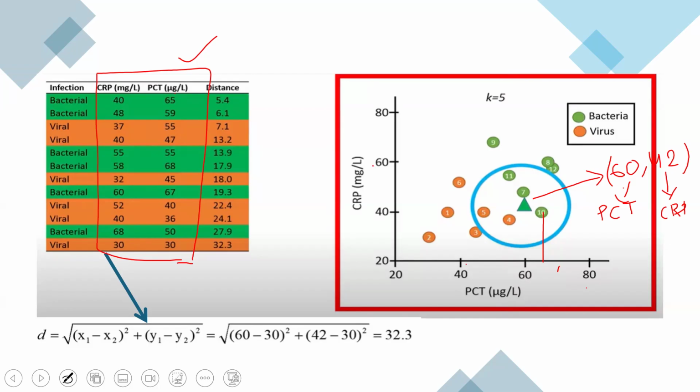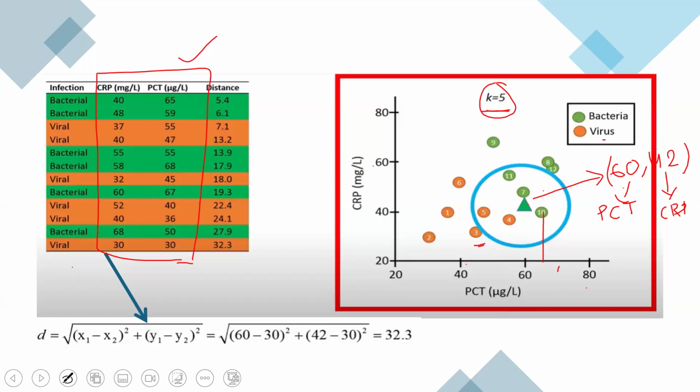Based on the data set, the green points are bacterial points, and these orange points are viral points. Now our goal is, given k equal to 5 and a point, to classify it. This is a parameter chosen by the user; we have to tune it, but let's suppose for this example we have tuned the value as k equal to 5.